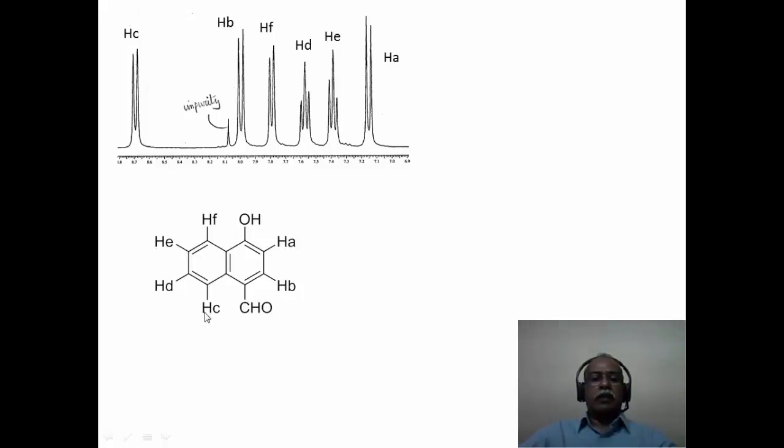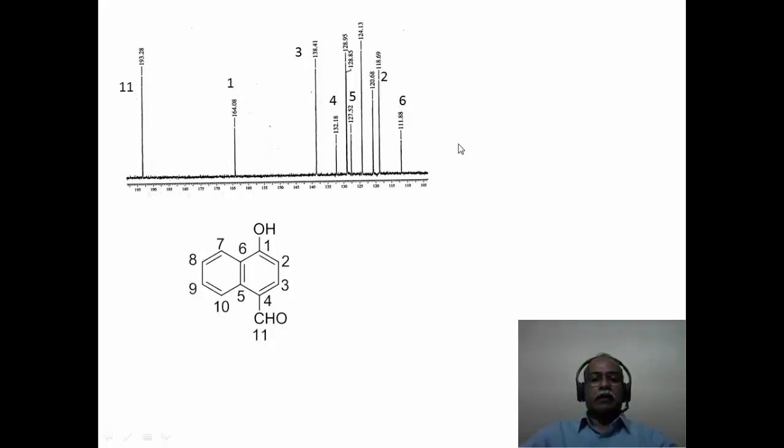Finally, we are left with HC and HF, which have only one ortho coupling partner. HE and F will couple with each other. So HE and HF appear as doublets, just doublets, because of the absence of any electronic peri effect in this particular case. HC comes at the highest delta value in the NMR spectrum. So essentially this structure satisfies the multiplicities that one experiences in the NMR spectrum, and hence this probably is the correct structure.